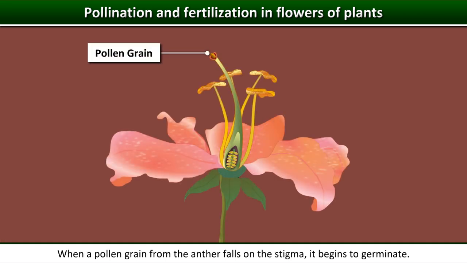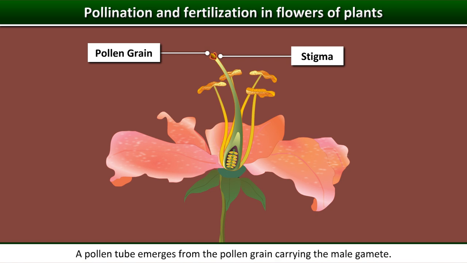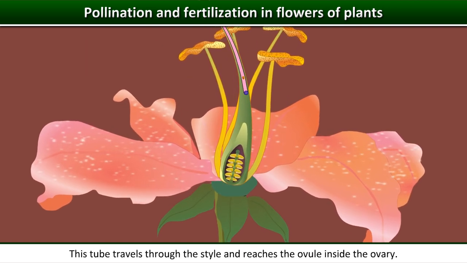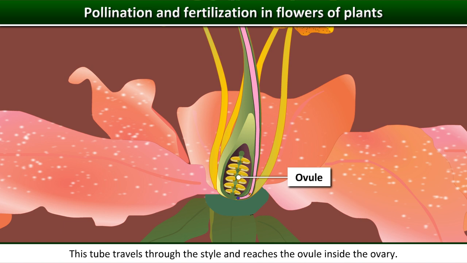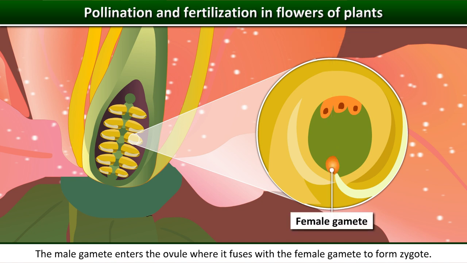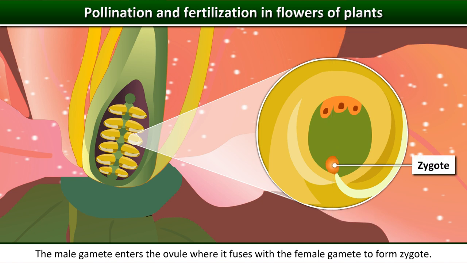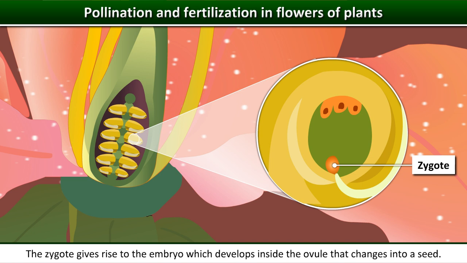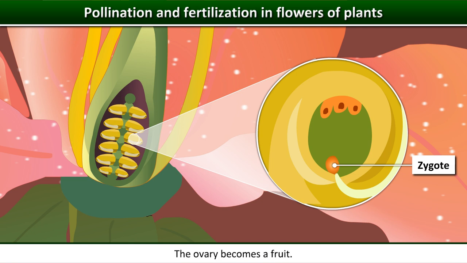When a pollen grain from the anther falls on the stigma, it begins to germinate. A pollen tube emerges from the pollen grain carrying the male gamete. This tube travels through the style and reaches the ovule inside the ovary. The male gamete enters the ovule, where it fuses with the female gamete to form the zygote. The zygote gives rise to the embryo, which develops inside the ovule that changes into a seed. The ovary becomes a fruit.